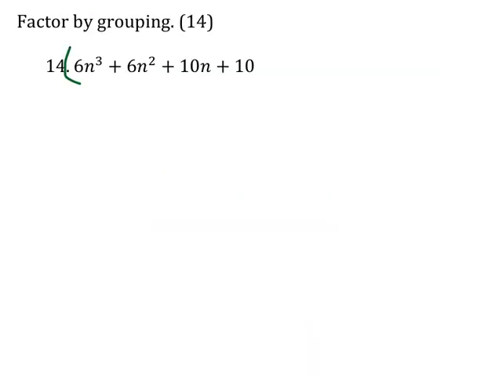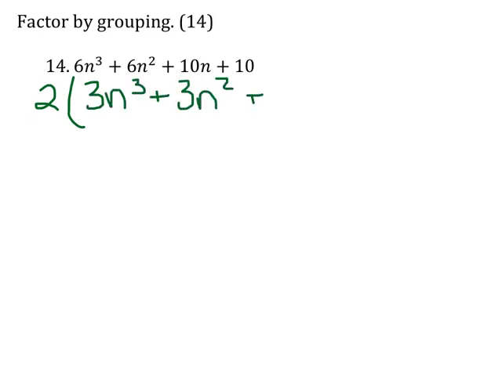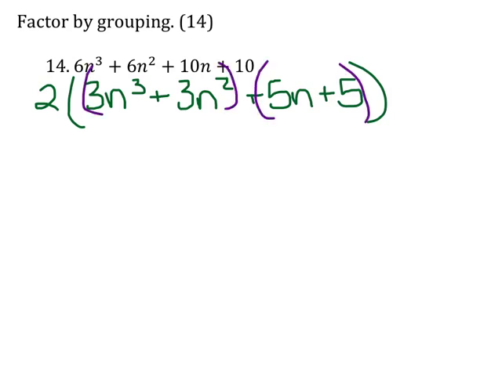Factor by grouping. We group together each term and divide out their greatest common factor. Greatest common factor of the first one is, oh, whoops, I messed up, and don't make this mistake. First, we need to look for the greatest common factor of all of these. A 2 would divide into each one of these, so we'd be left with 3n to the third power plus 3n to the second power plus 5n plus 5, because we divided out that 2. Now we'll go ahead and group our terms and divide out those greatest common factors.